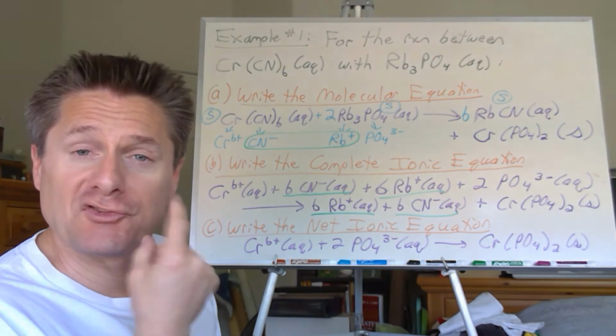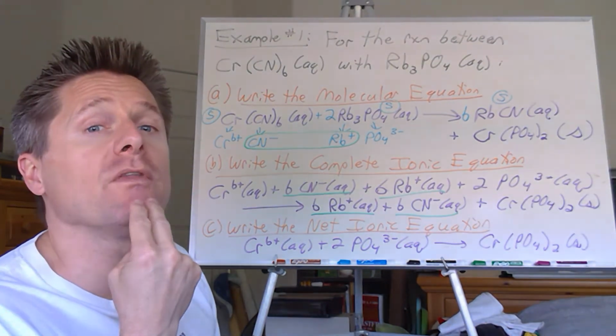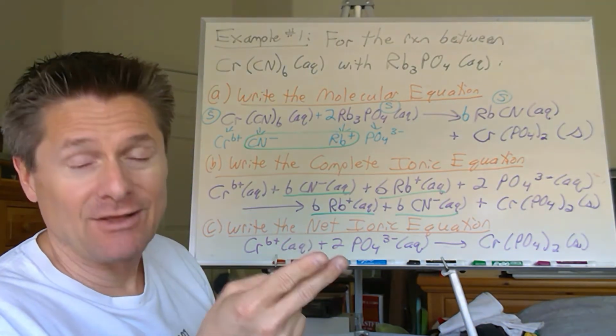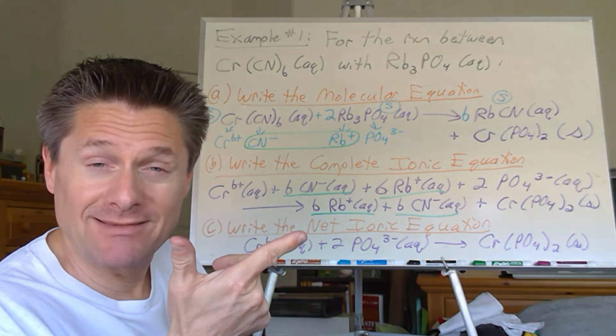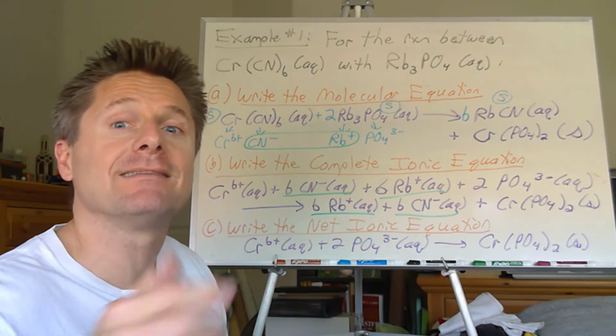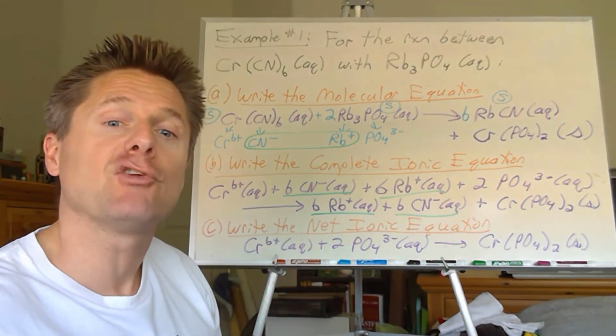Let's do one with a strong acid, and let's do one with a weak acid, because those are treated slightly different. Remember, strong acids are the hydronium ions and the anions. They split. Weak acids are weak electrolytes. They stay as molecules, so slightly different.